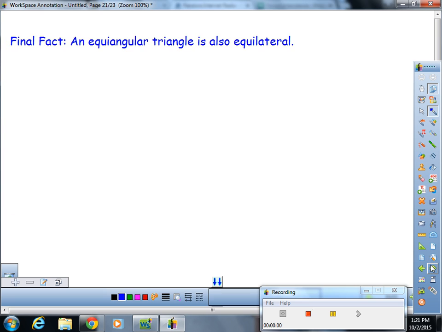Next slide. Alright. An equiangular triangle is also an equilateral triangle. So from here on out in this class, we will refer to equiangular triangles and equilateral triangles the same way. If we say that a triangle is equiangular, we are also saying that it's equilateral. You might have to remember that as we move forward in proofs.